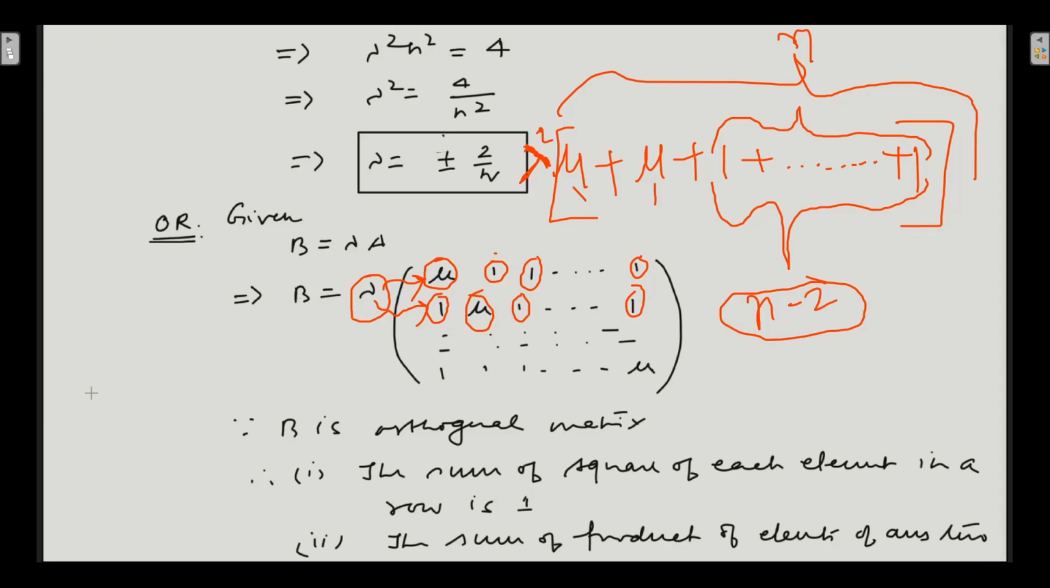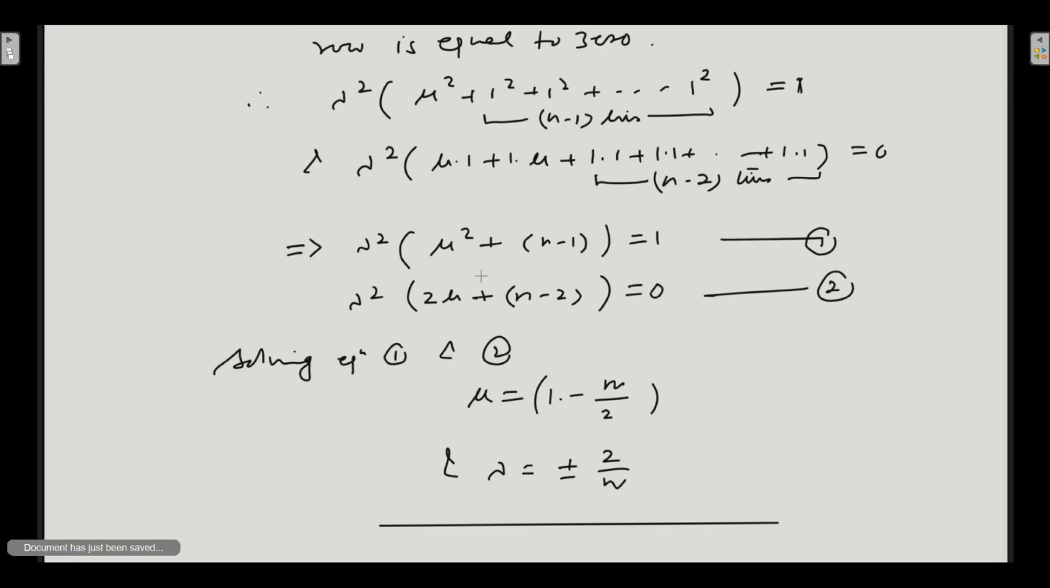So what is the second equation we get? It is lambda square multiplied by 2 mu plus n minus 2, which should be equal to 0. This is the second equation. So did you get this equation? Yes, we get this equation.